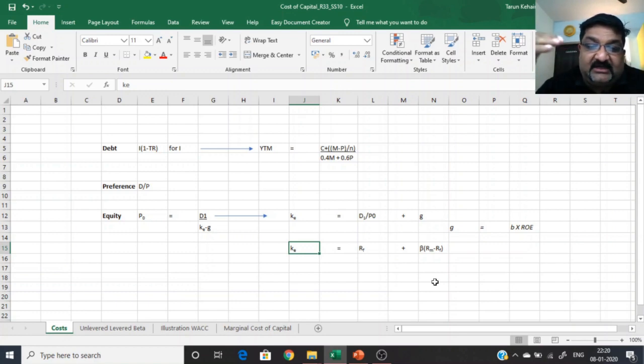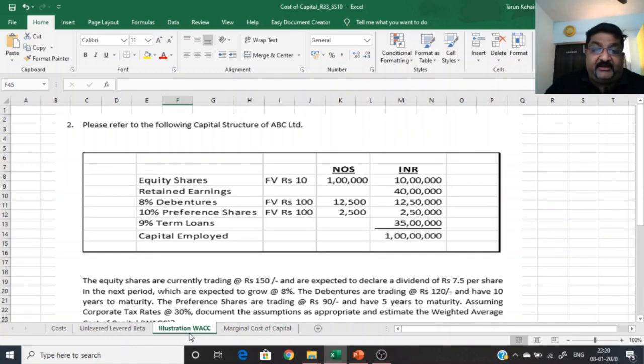So these are the methods in which we compute the costs of the various sources of capital: debt, preference, and equity. Now let's try and actually understand and apply the concepts. So what I have done is I have got you a problem. This is a very important problem which helps you understand how to compute weighted average cost of capital.